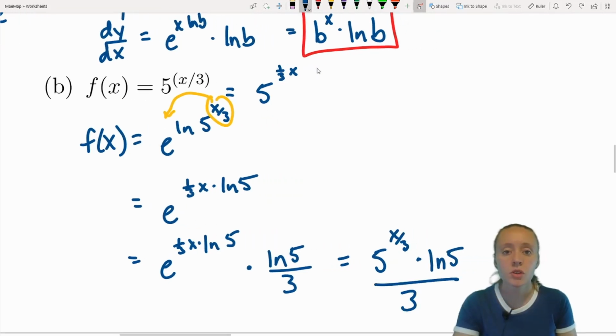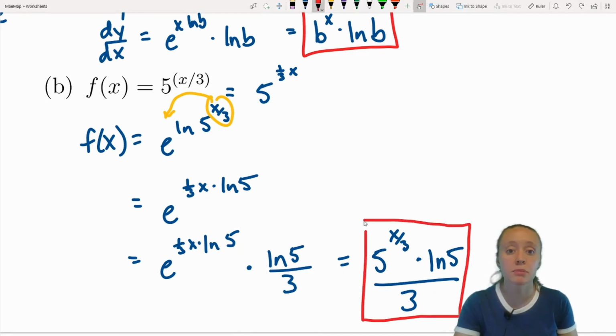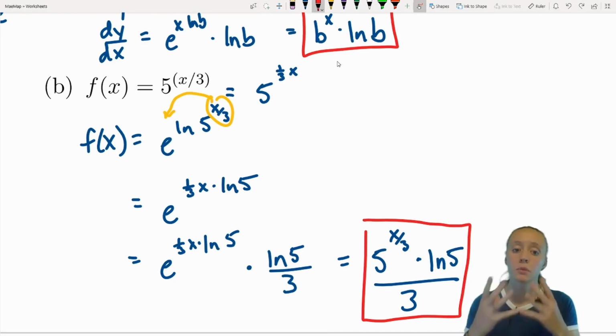So you can see that part b was a little bit trickier, but that same kind of formula still applied. B to the x times the ln of b, but we had to finish out that derivative because x was multiplied by some constant. We had to take that into account when doing our derivative.